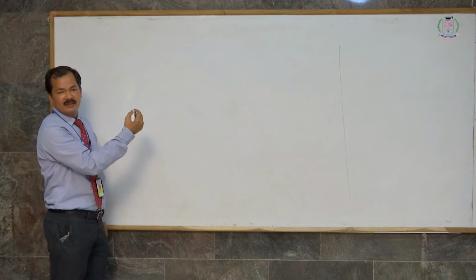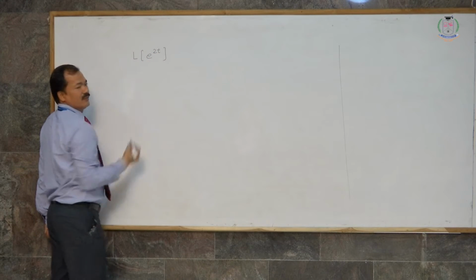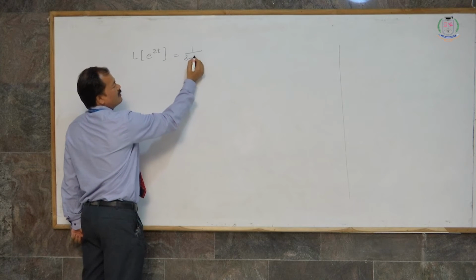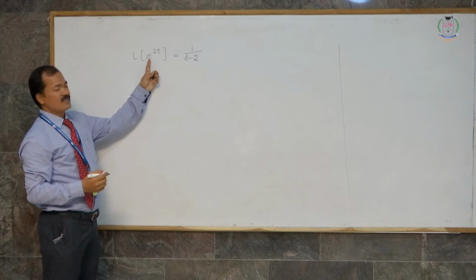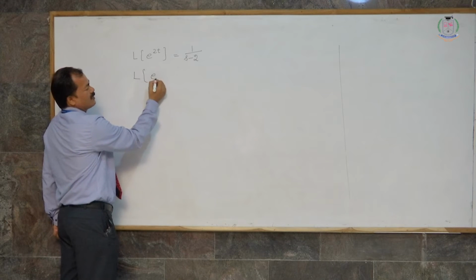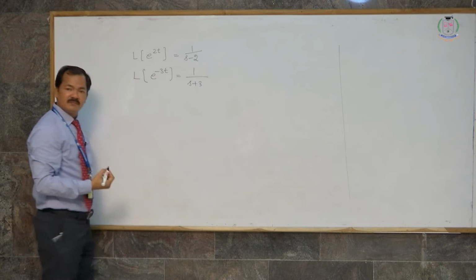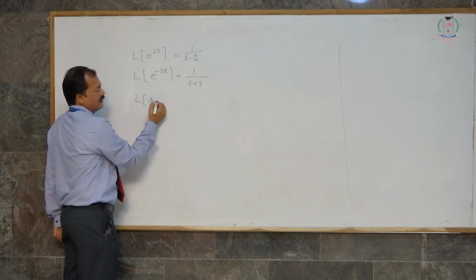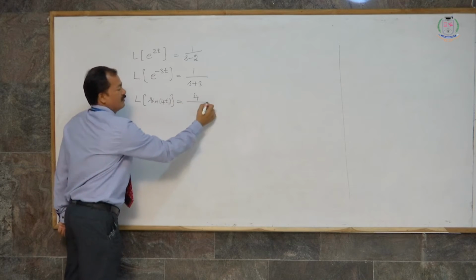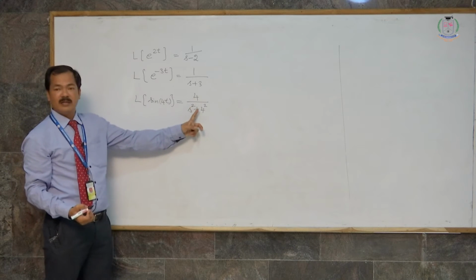Some problems based on Laplace transformation. Laplace transform of e power 2t, an exponential function, is equivalent to, using the formula, 1 upon s minus 2. We have seen Laplace transform of e power at is equivalent to 1 upon s minus a. Similarly, Laplace transform of e power minus 3t is equivalent to 1 upon s plus 3. Laplace transform of sin 4t is equivalent to a upon s square plus a square, a is 4 here, so 4 upon s square plus 4 square, that is 16. So, it can be rewritten as 4 upon s square plus 16.